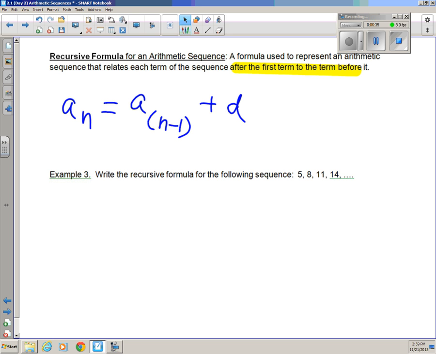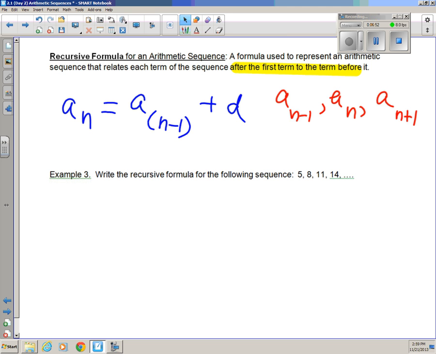Remember, we had said this before, that when you're dealing with a sub n, the term before it is a sub n minus 1. The term after it is a sub n plus 1. So we're trying to find the term before it and then add the common difference.